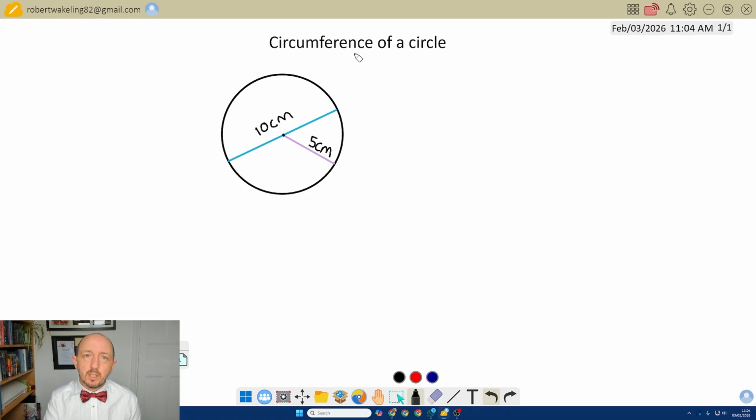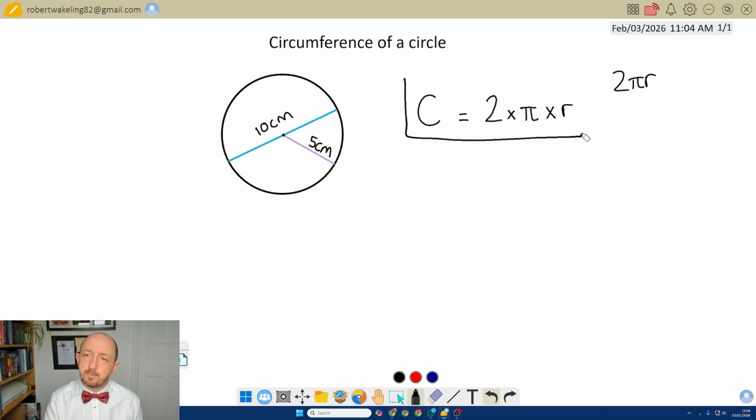So what is this formula that I'm talking about? It's one that you need to learn. They don't give it to you in the exam. C for circumference equals 2 times pi times the radius. Okay, so you might see that as just 2 pi r. There's invisible times signs in between, but 2 times pi times r is the formula that we need to learn for dealing with the circumference of a circle.